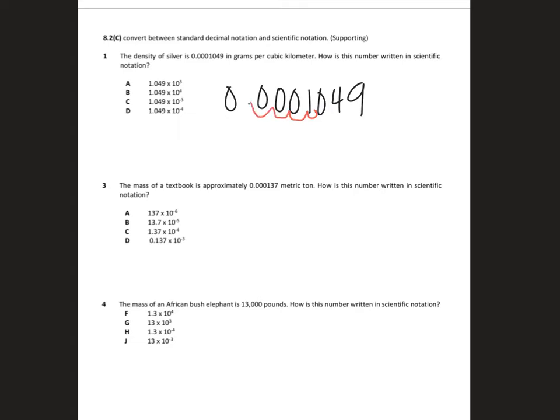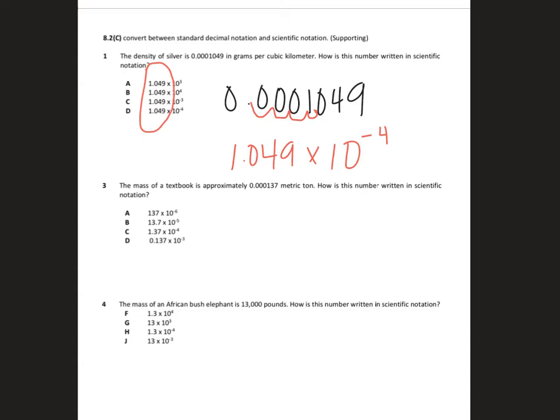So this is going to be 1.049 times. We have to ask ourselves, is this number getting bigger when we change it into these numbers, or is it getting smaller, right? If it's getting bigger, that means that we're dividing, or our exponent is going to be negative, right? So we counted 4 powers of 10, so that's going to be times 10 to the -4th, right?